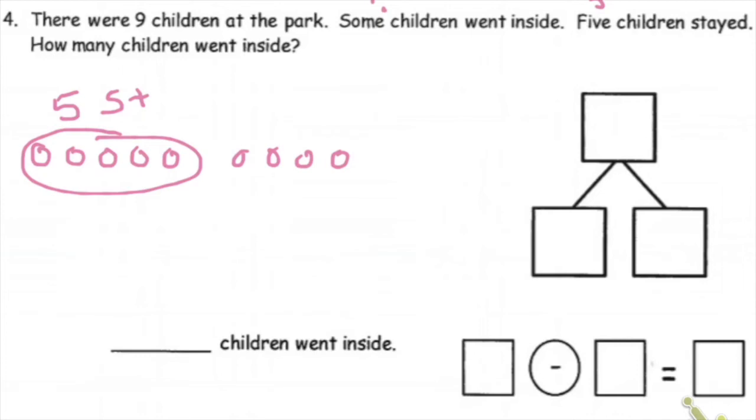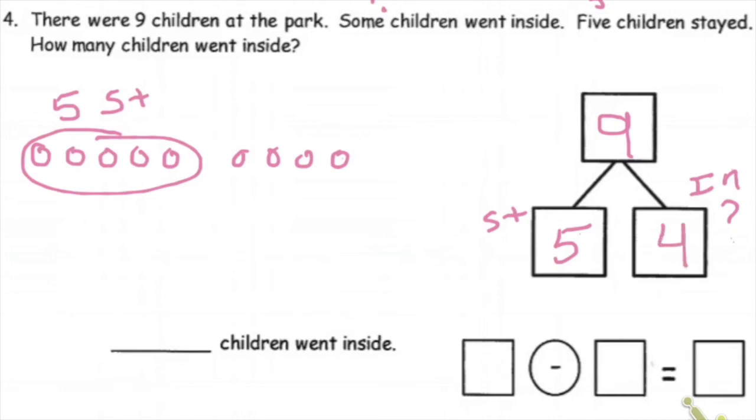All right, so now that we have some information, let's fill out what we can for the number bond. We know that there were 9 children at the park. That is our whole. Then we know that 5 children stayed. That is going to be the part that we know. And now we're looking for how many children went inside. So we can label that part. Let's go ahead and count what we have left. That's going to be our missing part. 1, 2, 3, 4. 4 children went inside.